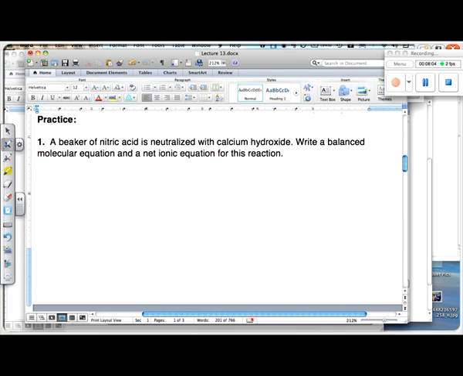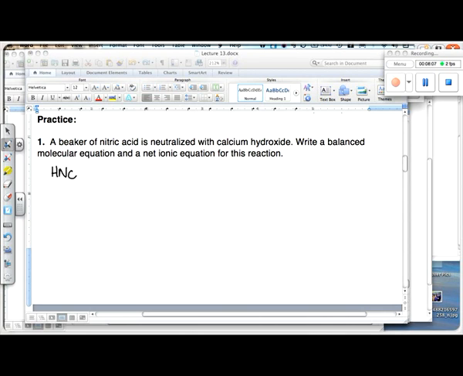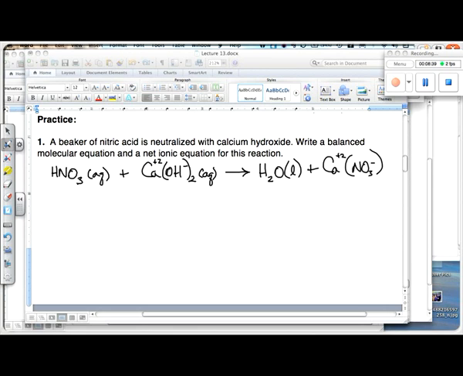So nitric acid, this is one of the strong acids you need to memorize, dissolved in water, plus calcium hydroxide. Calcium has a +2, hydroxide has a -1. So I need 2 of those -1s to cancel out. And this is aqueous. Positives and negatives combine to produce water, my molecular substance, and calcium nitrate. Calcium is +2, nitrate is -1. So I need 2 of those -1s, and that is a soluble compound in water, so aqueous.